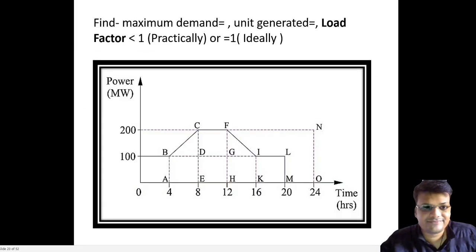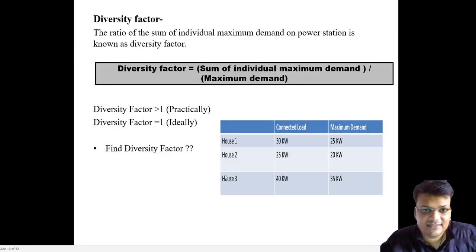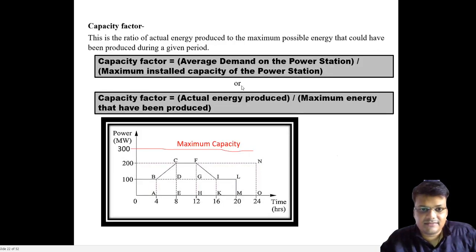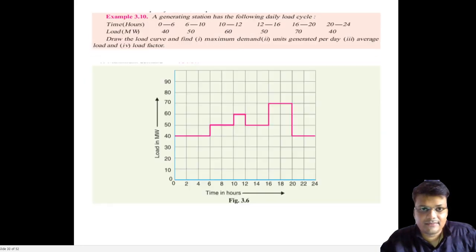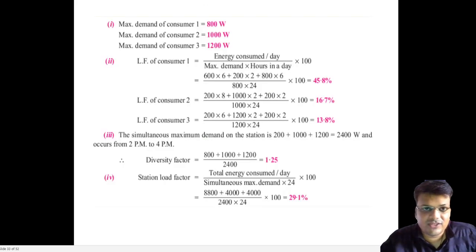The diversity factor is the sum of the individual maximum demands divided by the maximum demand of all these consumers together. So we simply sum all the individual maximum demands and divide by the maximum demand. That is 800 plus 1000 plus 1200 divided by the maximum demand of all the consumers, and it will give you the diversity factor. It is always greater than 1, ideally equal to 1.